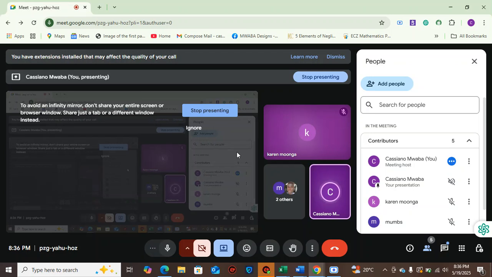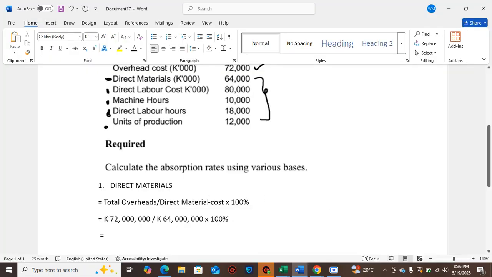72 million divided by 64 million. What do we get? 1.125 times 100%.